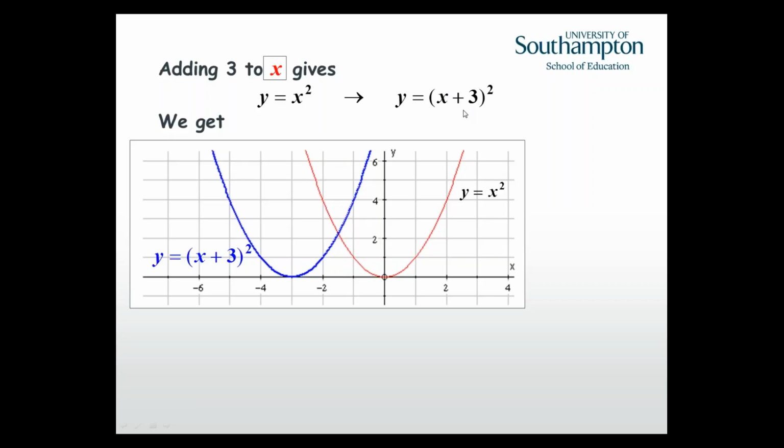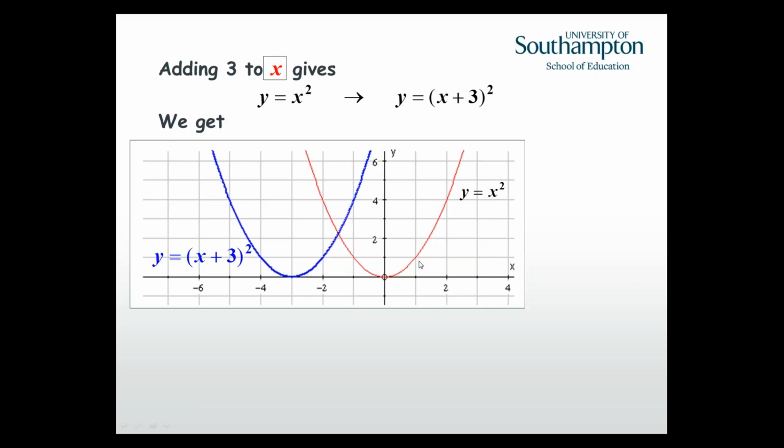And so it ends up being the opposite to what we think. In order to add 3 to all the x values, what we're actually doing is to get the same result. So if you think about here, x squared equals 0. In order for the y to still be 0, when we've got x plus 3 squared, I would need the x coordinate to be minus 3.